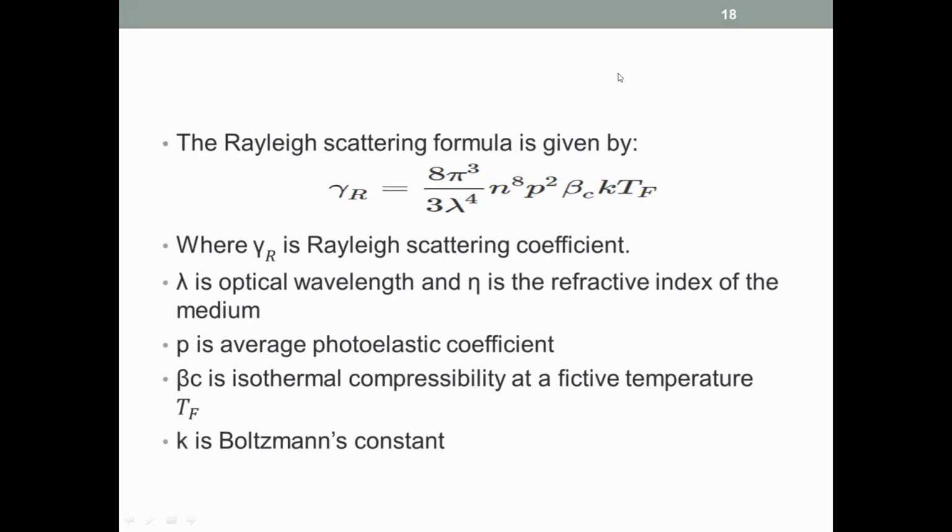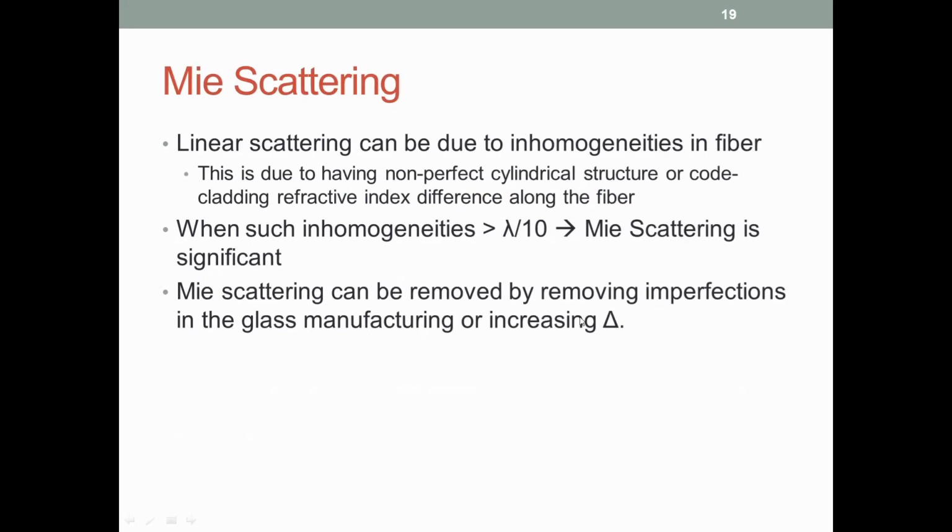And then this is what the figure looks like. The Rayleigh scattering formula is given by gamma r equals 8 pi cubed by 3 lambda to the power 4, times these coefficients which you need to remember. Here gamma r is the Rayleigh scattering coefficient, lambda is the optical wavelength which is used, eta is the refractive index of the medium, p is the average photoelastic coefficient, beta c is the isothermal compressibility at fictive temperature Tf, and K is the Boltzmann constant. So you need to remember this. There is no derivation of the formula.